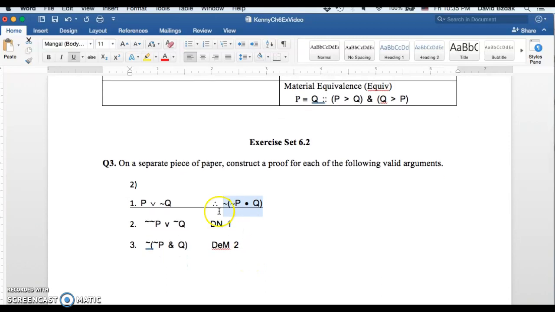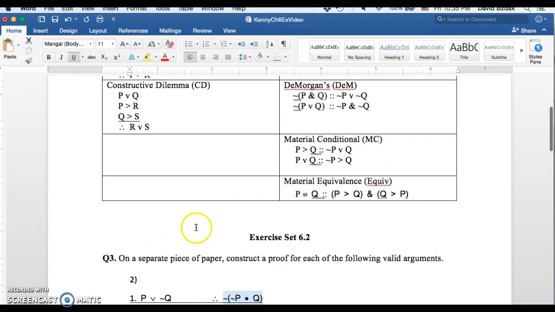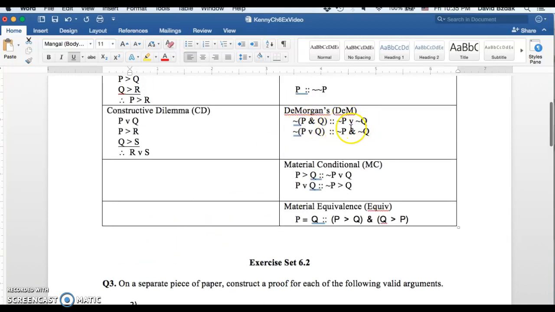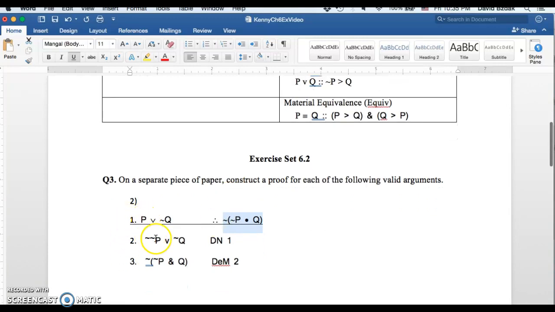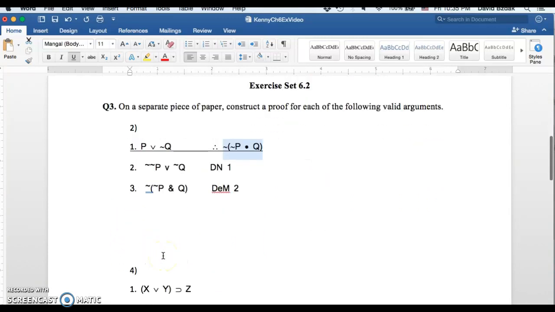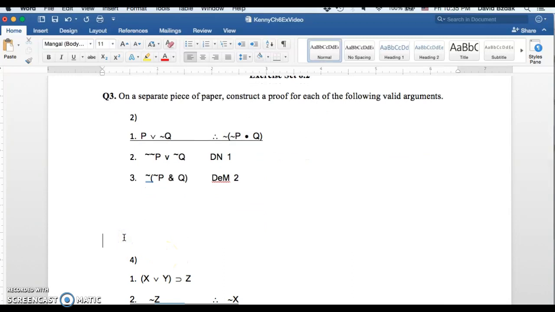So we're done. So before we could do the De Morgan's, we had to do the double negation because De Morgan's requires that each disjunct be a negation. So P wasn't a negation, so we had to do double negation so that it was. Okay, so 2 is done.